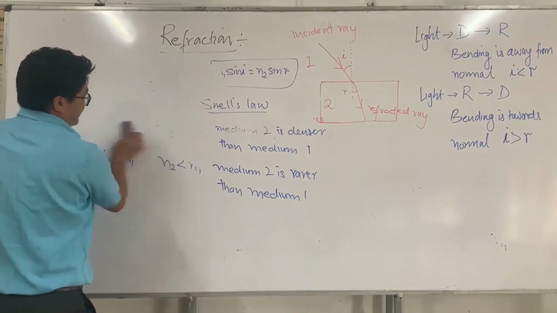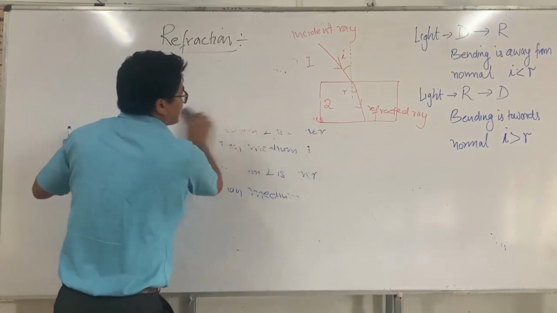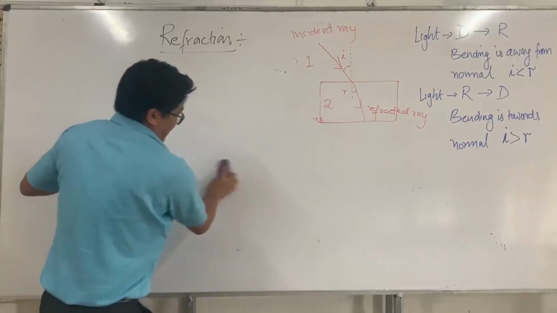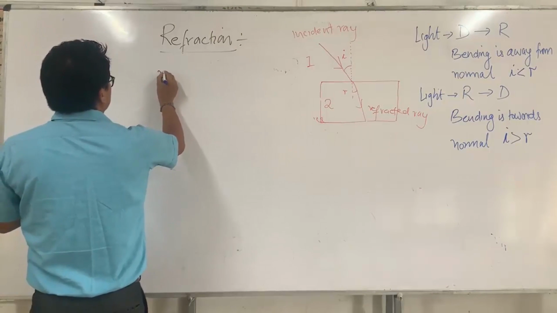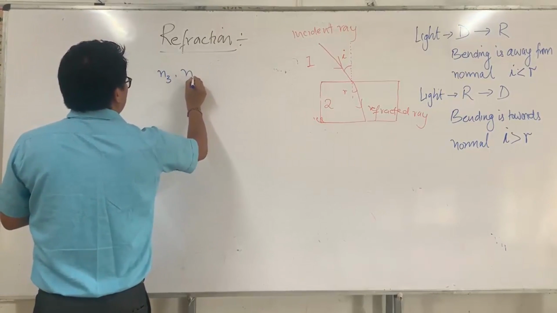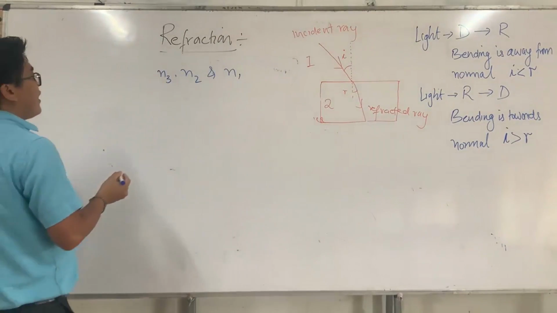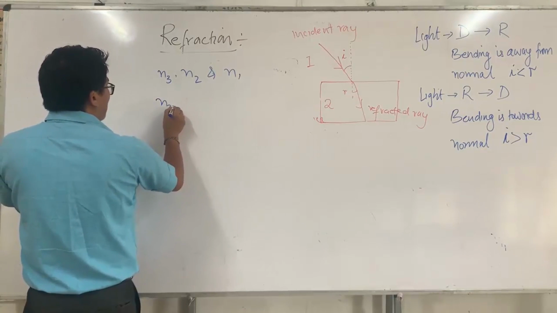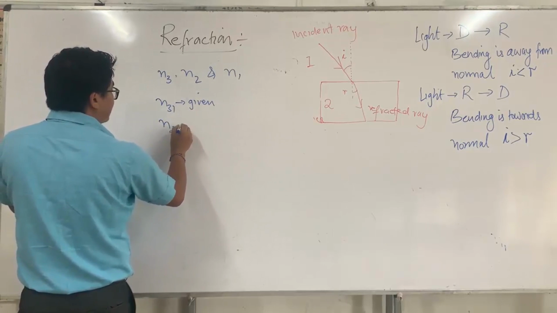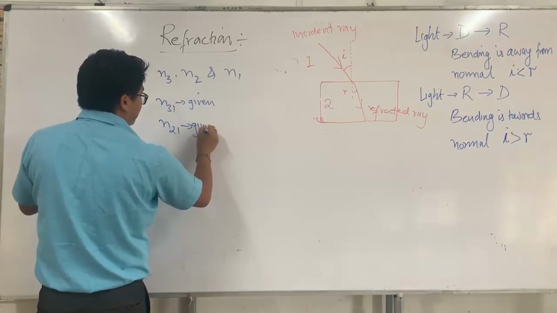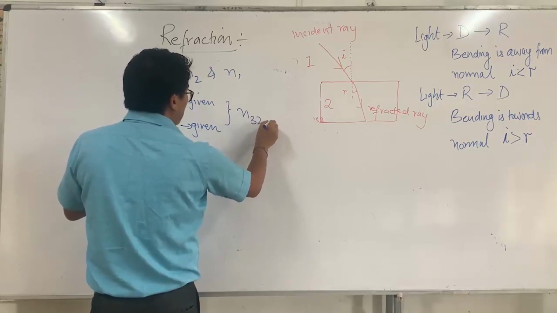Now if I take 3 media, let's say I have a small problem, right? I have 3 media, alright? Medium number 3, medium number 2, and medium number 1. So it is said that N31 is given and N21 is given, and you are asked to find what is N32.